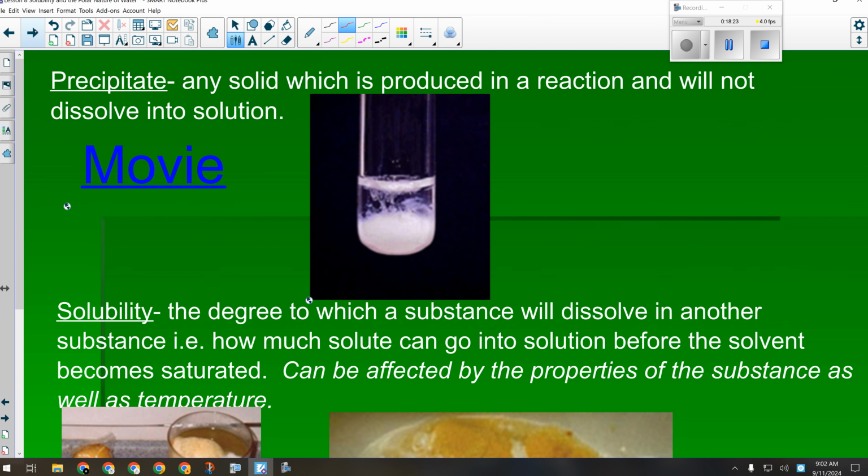Okay, and then the precipitate. The definition of the precipitate: any solid which is produced in a reaction and will not dissolve in solution. So it kind of looks like this. You would see it collecting at the bottom, and I do have a short video I'll show you of one forming here. But I'll give you a minute to write that definition down if you need it.